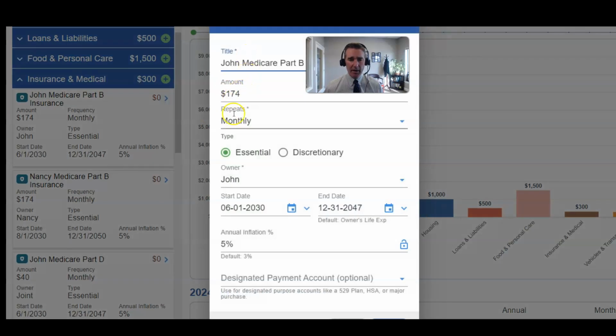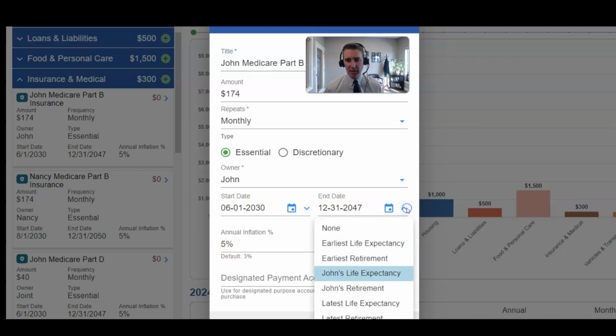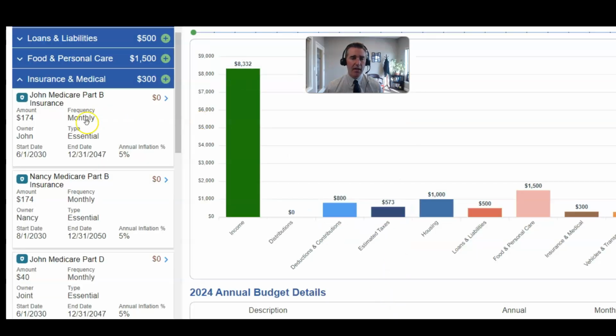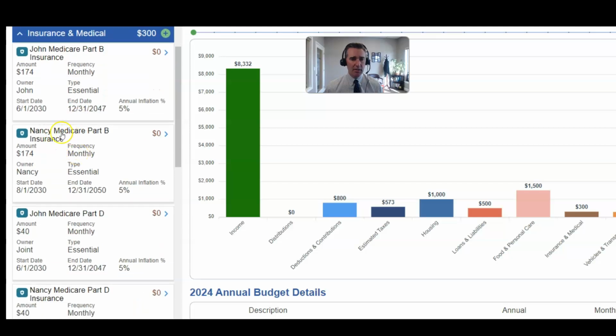Put the amount, the frequency, when it's going to start, the inflation factor, and that it ends on his life expectancy. And you can choose that option by selecting this down arrow. You save that. And then we do the same thing for Nancy. She's going to have $174 per month expense when she turns 65.